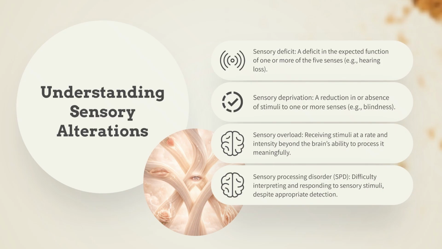And then sensory processing disorders are just those difficulties interpreting and responding to sensory stimuli, even though they can detect it. So that is your autistic child who's getting all this visual and verbal stimulation, but they don't know how to process it. So it's really important that we understand all these different types of sensory alterations and how to manage them in order to help our patients better.